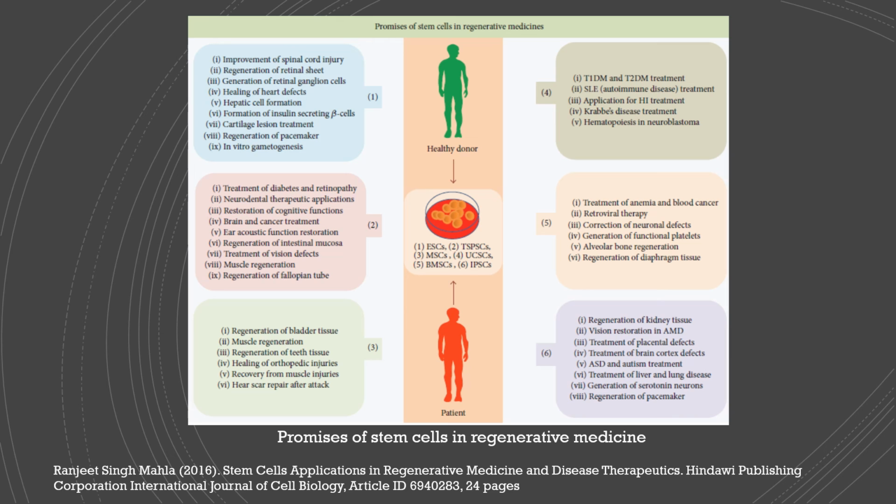So, stem cells are very useful in regenerative medicine. The six classes of stem cells are embryonic stem cells, tissue-specific progenitor stem cells, or PSC, mesenchymal stem cells, MSC, umbilical cord stem cells, UCSC, bone marrow stem cells, BMSC, and induced pluripotent stem cells, iPSC. They all have promise in regenerative medicine and also disease therapeutics, as depicted in this figure.